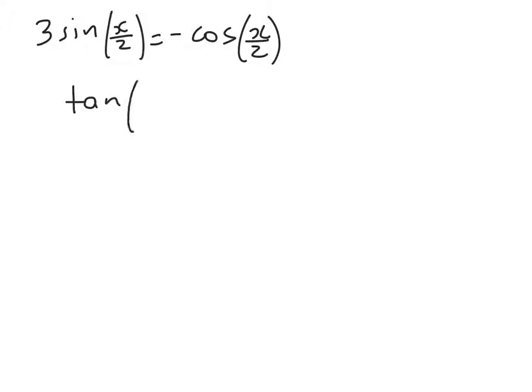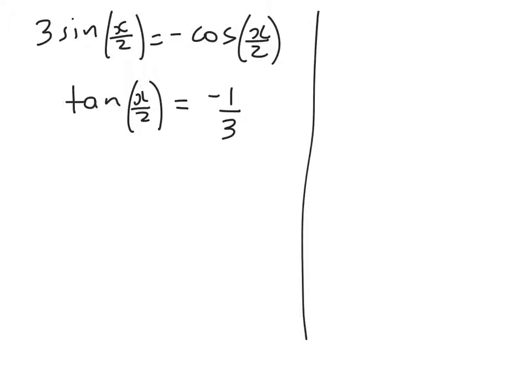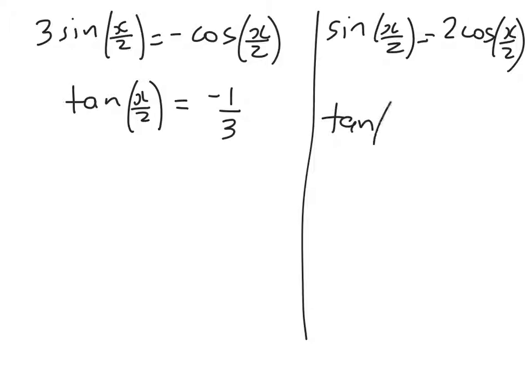Okay, so the first one, 3 sine of x over 2 equals negative cos of x over 2. Well, dividing through by cos, tan of x over 2 is equal to negative 1/3. I've done that a little bit faster than I have in some of the other videos. I'm figuring if you've made it to this point, you know what I'm doing with that. Okay, and then in this next one, I've got sine of x over 2 is equal to 2 cos x over 2. So again, dividing through by cos, I get tan of x on 2 is equal to 2.